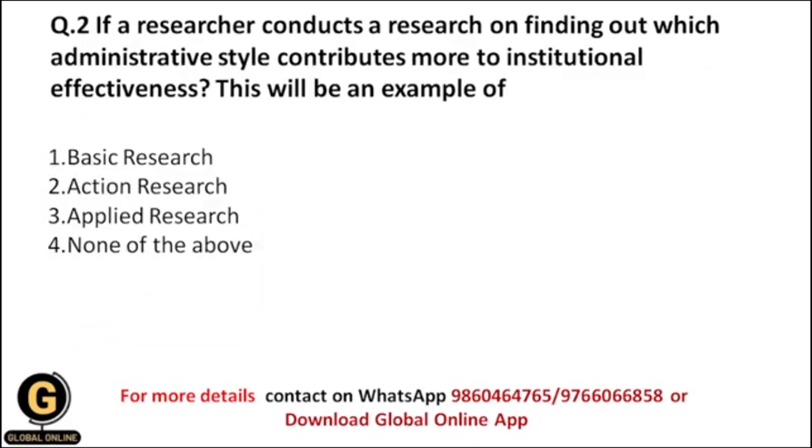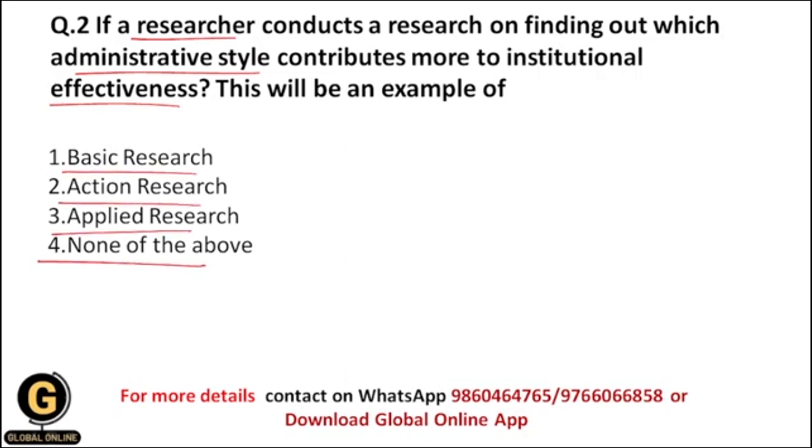If a researcher conducts research on finding out which administrative style contributes more to institutional effectiveness, this will be an example of what? If I am a researcher and I want to find out how much or at what amount administrative style contributes more to institutional effectiveness, then what kind of research will I follow? Whether I will follow basic research, action research, applied research, or none of the above.